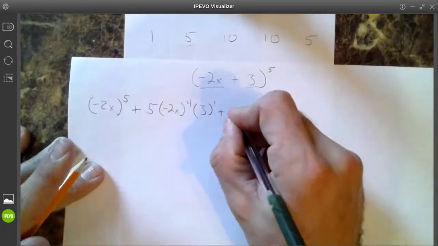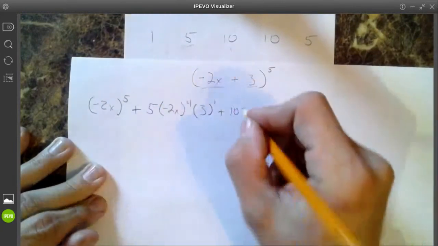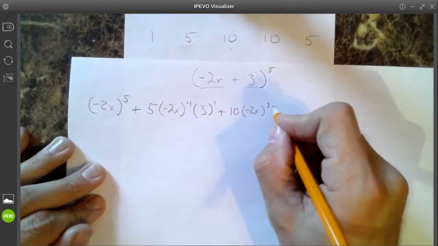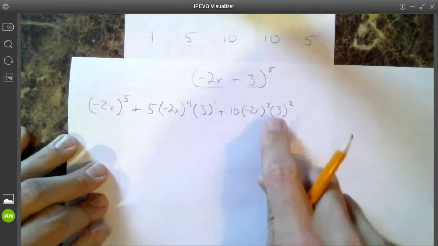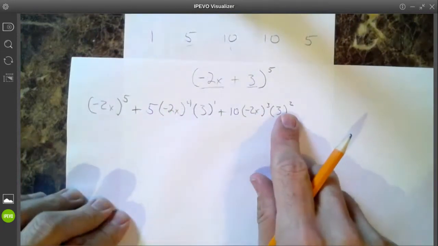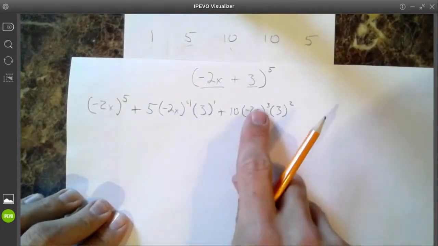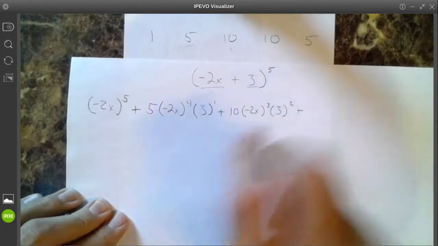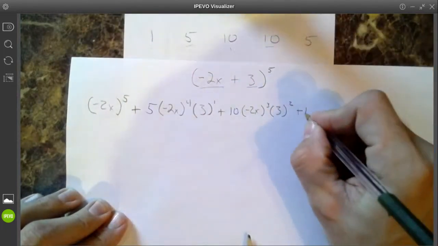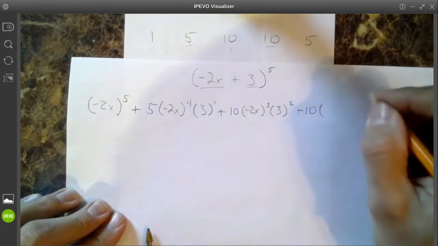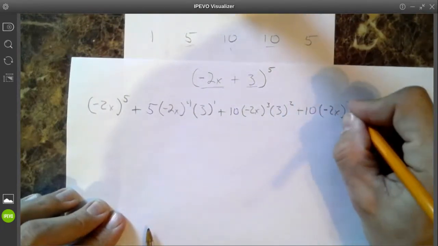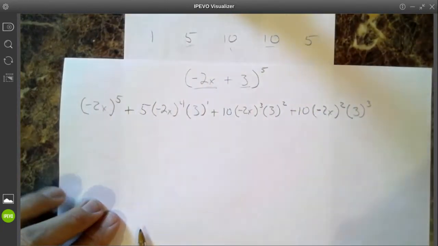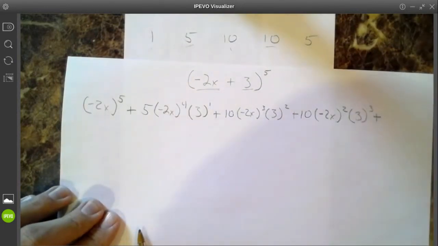Plus, we're going to have a 10. It's our second coefficient. And then it's going to be a negative 2x to the third power and a 3 to the second power. So notice these are adding up to 5 each time. They're kind of trading off with each other. As this one goes down, 4, 3, the other one's going up. And plus, we're going to have another 10 right here. It's going to be negative 2x to the second power, and my 3 is going to go up to the third power. And then there's going to be a 5.